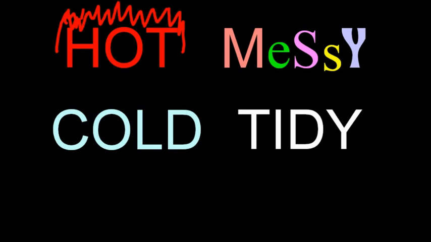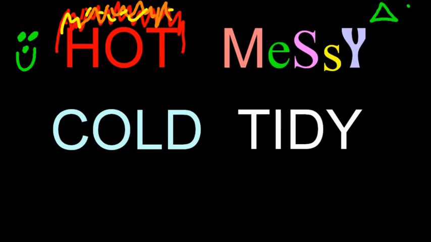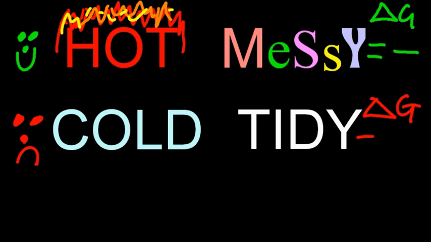So, to recap, hot and messy always happens. I know this sounds weird, but if I remember it like this, I find the delta G equation easier to understand. Hot and messy always happens. Delta G is negative, spontaneous. Cold and tidy, that never happens. Cold is endothermic, and tidy, well, delta S is going to be negative, entropy is decreasing. Delta G is positive. It's non-spontaneous.